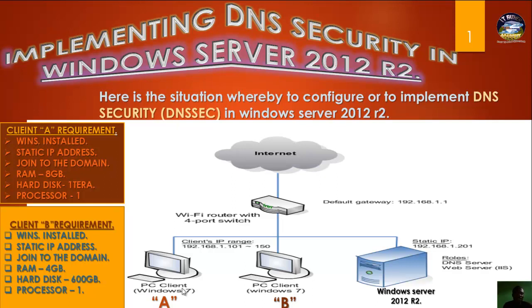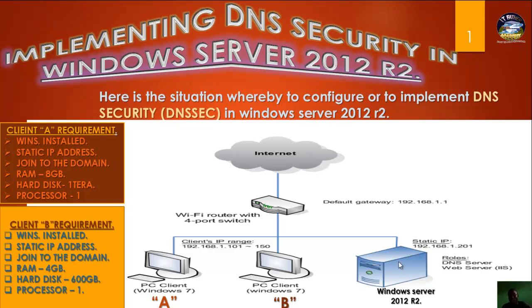So here we have some requirements for the client. Client A has Windows installed on it. We have assigned a static IP address and also joined it to the domain, and it has 8 GB RAM, a 1 TB hard disk, and 1 processor. Client B has Windows installed, an assigned IP address, and is joined to the domain, and it has 4 GB RAM, a 600 GB hard disk, and 1 processor.